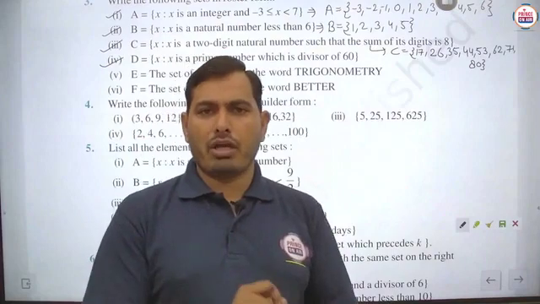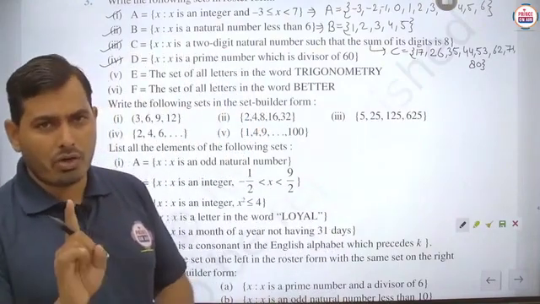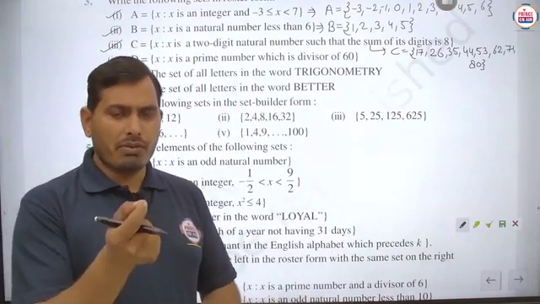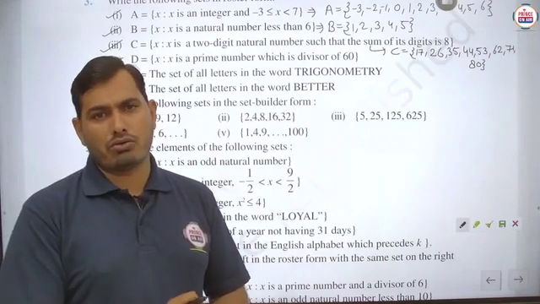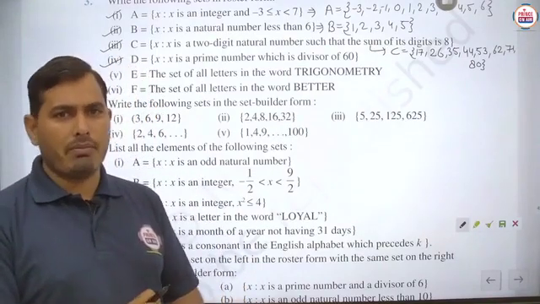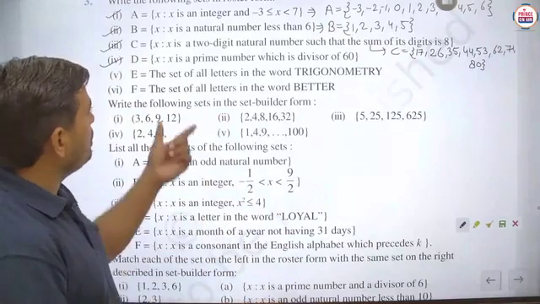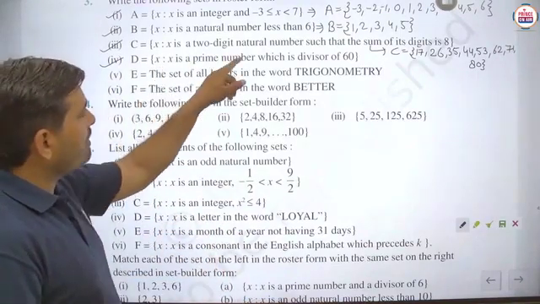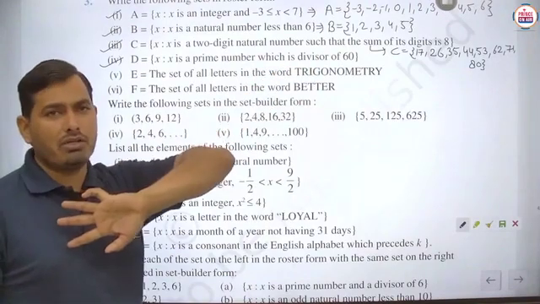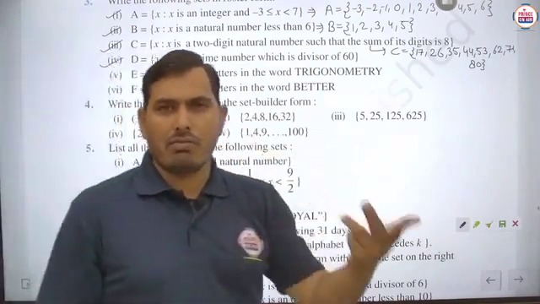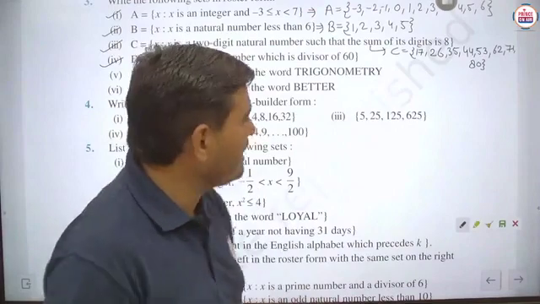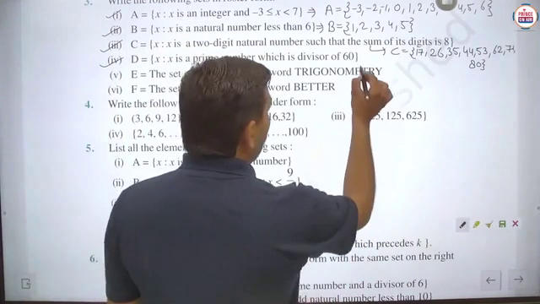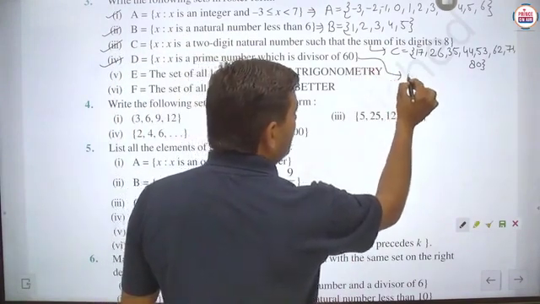After 2 we take 3. Then we will not take 4, because 4 is divisible by itself as well as by 2, so this number is not a prime number. So basically in this question we have to take the prime numbers which are divisors of 60. Is it clear? So easily, student, you can provide the answer to this question.